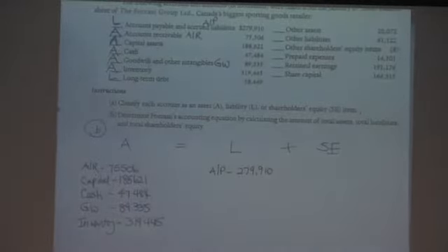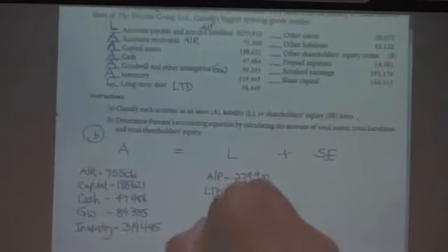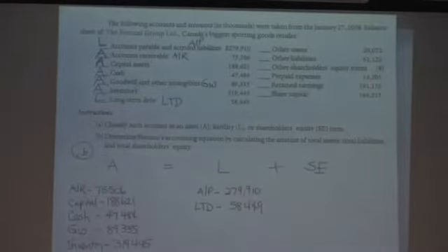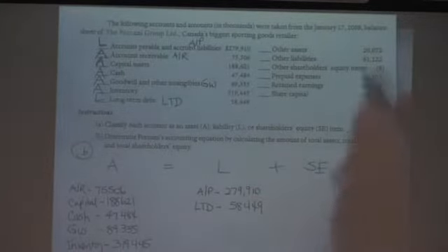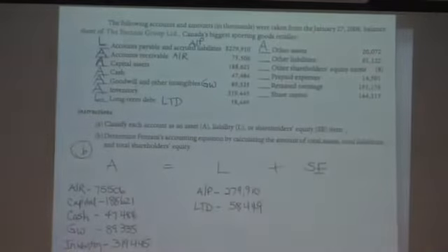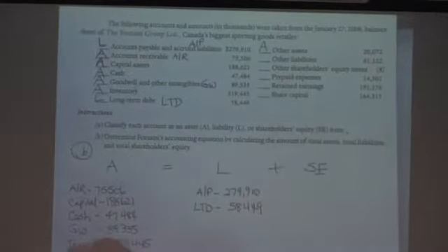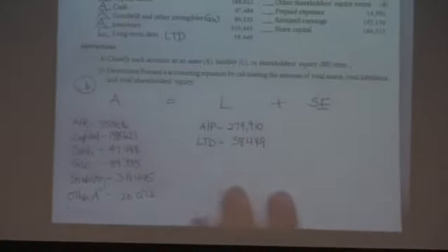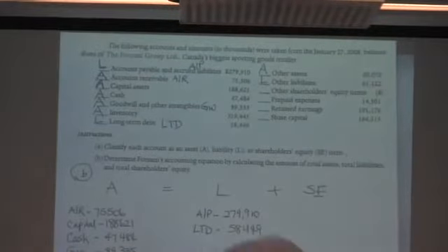Long-term debt is a liability, so I'll put that as LTD for long-term debt, short form. So moving on to the next column, you'll see other asset. Obviously the word asset's there, so it's got to be an A, an asset. That would be 20,072. Other liabilities, that's definitely an L because it says liabilities in there.